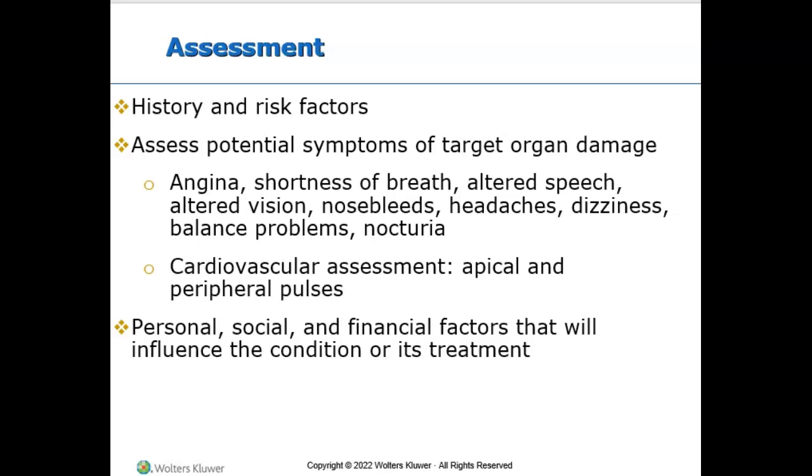Altered speech, like maybe they have symptoms of a stroke, or they've had a TIA, which is a stroke that resolves within 24 hours. So those are all signs that you might have uncontrolled hypertension. Nosebleeds, there's my nosebleeds thing I said earlier. Headaches, dizziness, balance problems, nocturia. Nocturia is frequent urination at night.